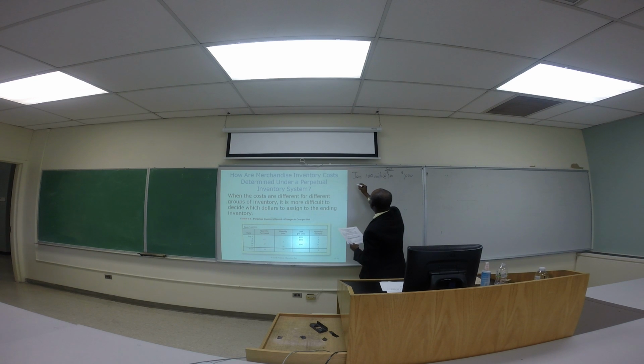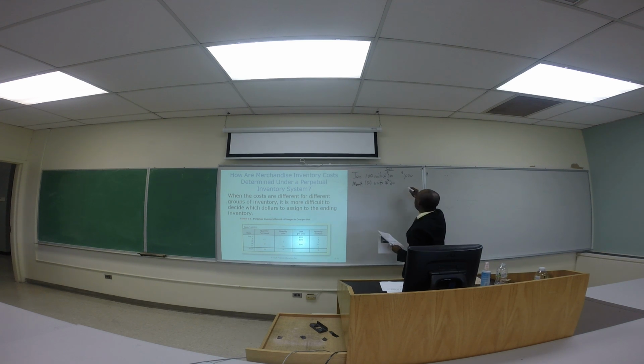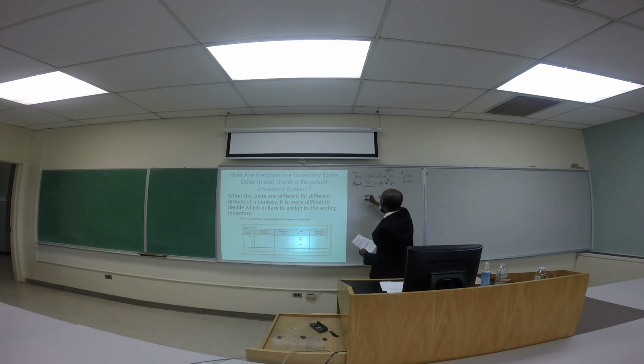Now, in March, we purchased an additional 100 units. Now, this time at $20 a unit. Then we paid $2,000 for the 100 units purchased in March. So altogether, for this 2-month period, we have 200 units available for sale.